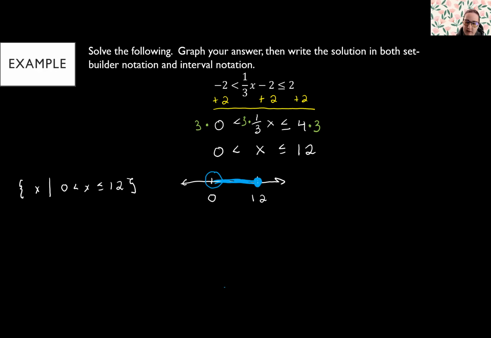And when we translate this to interval notation, it's 0, an open circle is a parenthesis facing the right, because that's where we're shading. And then I have 12, and it's a bracket because it's a closed circle, and it's going to be facing to the left because that's where we're shading.